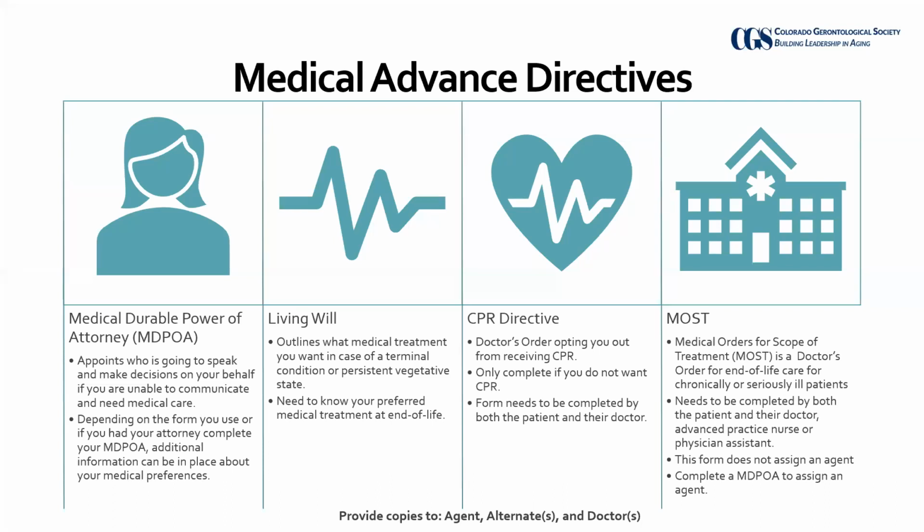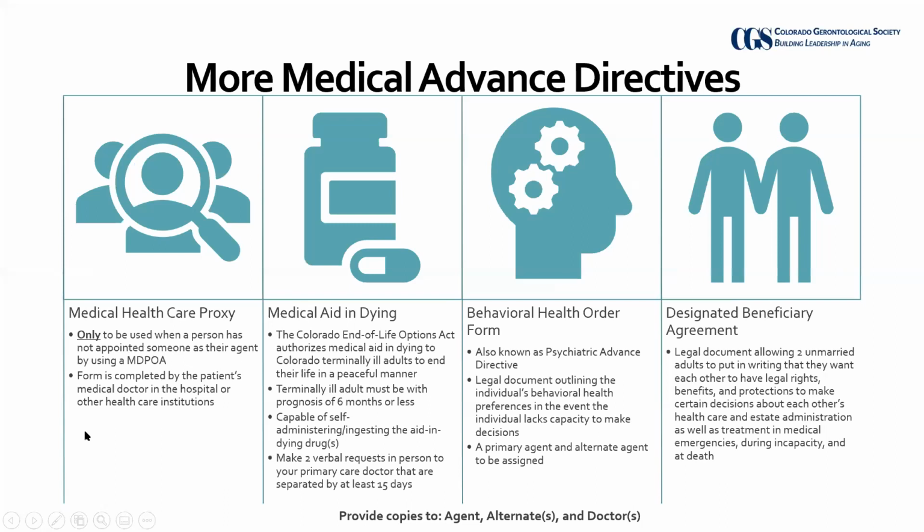Also know that the MOST form does not assign an agent, so you would need to have a medical durable power of attorney to assign who's going to speak on your behalf. So let me move on to the next of the medical advance directives. In the event that you have a medical crisis where you can't communicate and you need medical care, this is where the medical healthcare proxy comes into play. The medical healthcare proxy should only be used when a person has not appointed someone to be their agent using a medical durable power of attorney.